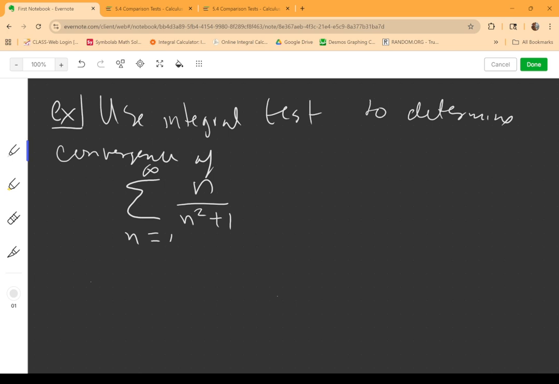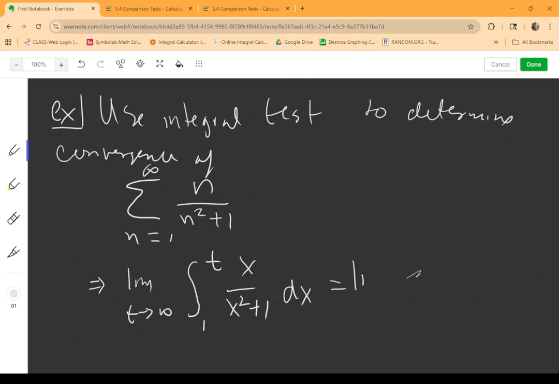So we again start off by setting up the limit as t goes to infinity, from 1 to t, of x over x squared plus 1 dx. All right, and this is a natural log integral. If you let u be x squared plus 1, then du is 2x dx, so the only thing missing there is that 2.